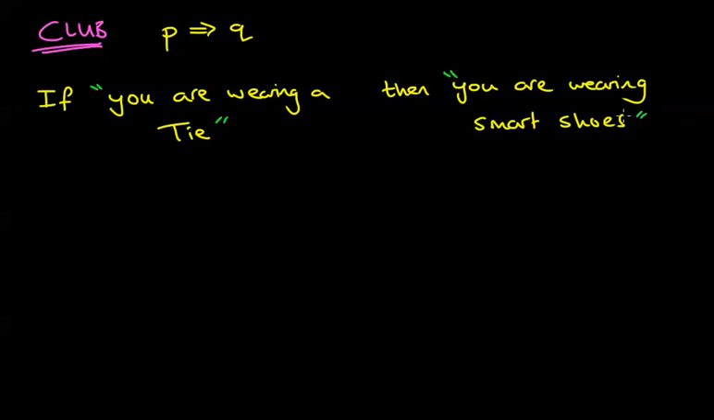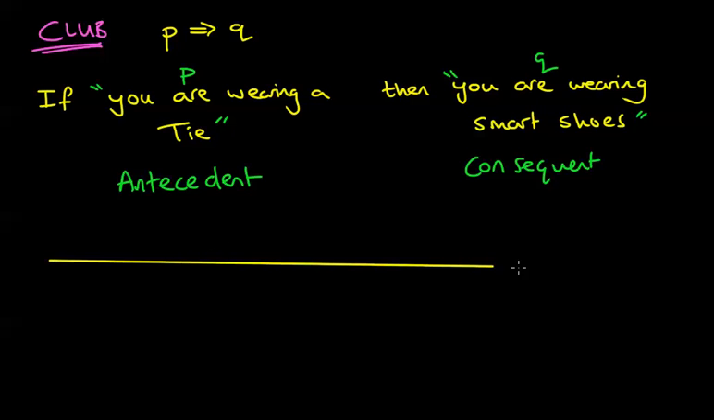Now, what is P and what is Q? Okay, so this is clearly P and this is clearly Q. Now, the words to remember is P implies Q. This thing is called the antecedent, and this is called the consequent. Now, the rule of the club is that if you're wearing a tie, then you are wearing smart shoes, and that's the rule to get in, okay? So if you've got a tie on, you better be wearing smart shoes, and that allows you access to the club.